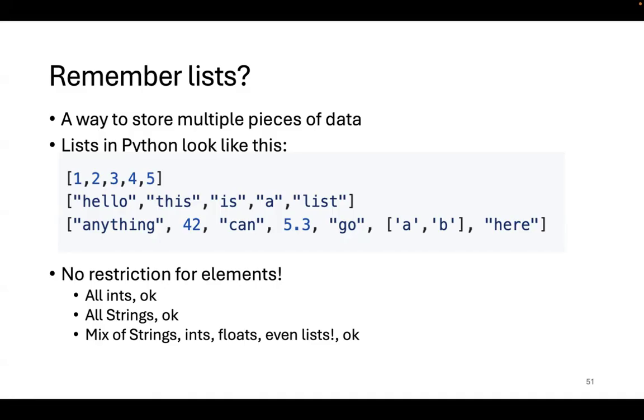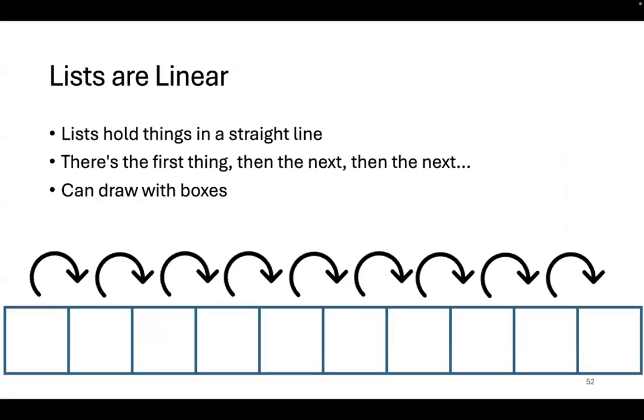You might be guessing Java doesn't like that. So Java is very strict in terms of types. It's a strongly typed language, which means that we have to specify, here's what type this variable will hold. Here's what type of things are going to go into this structure that we call an array. So lists and arrays are linear. So they hold things in a straight line.